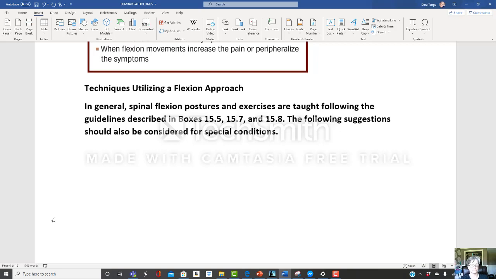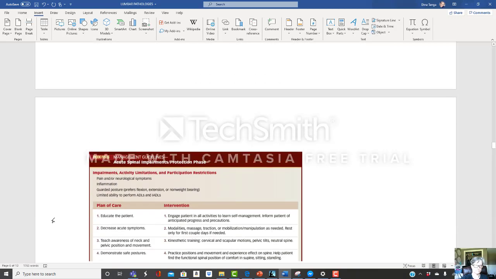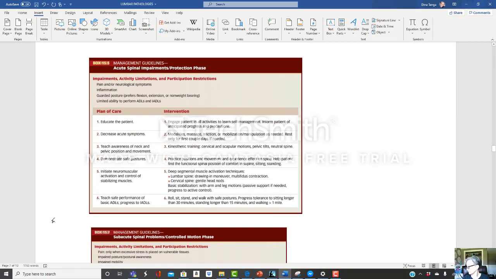Utilizing a flexion approach in general, spinal flexion postures and exercises are taught following the guidelines described in boxes 15.5, 15.7, and 15.8. The following suggestions should also be considered for special conditions.